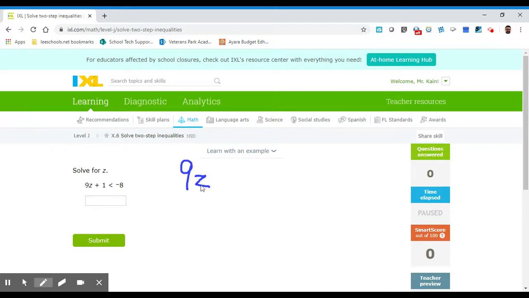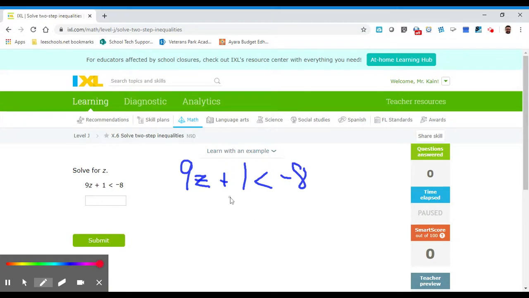So let's write this down. We have 9z, I usually put a line there so we don't confuse it with the 2, plus 1 is less than negative 8. Okay, we're going to solve this just like we do any equation. This is 9 times what number, when you add 1 to it, will be all the numbers that would be less than negative 8. So let's subtract 1 from both sides.